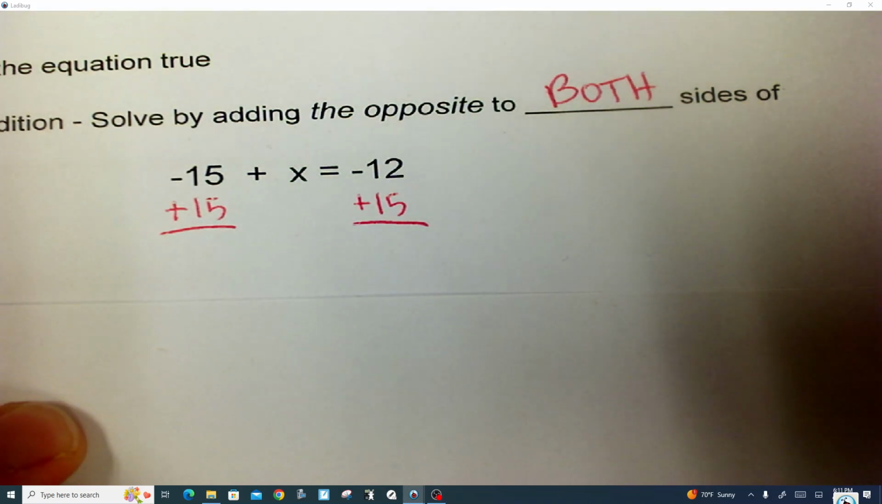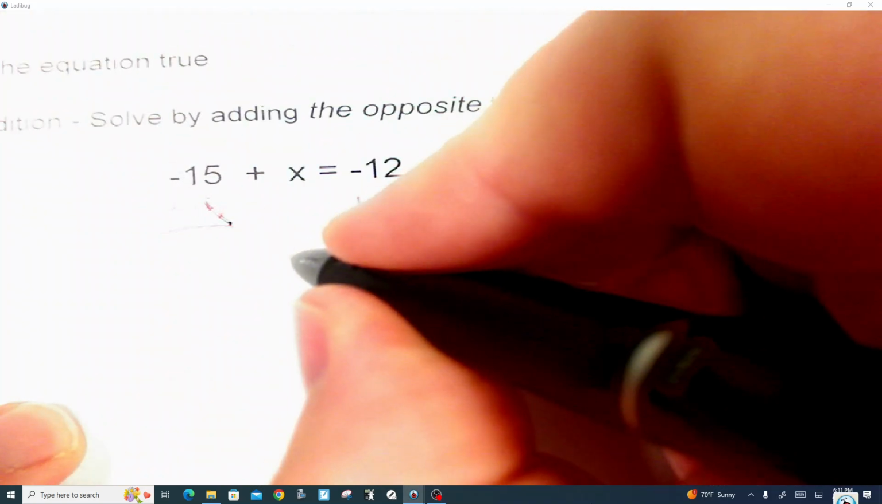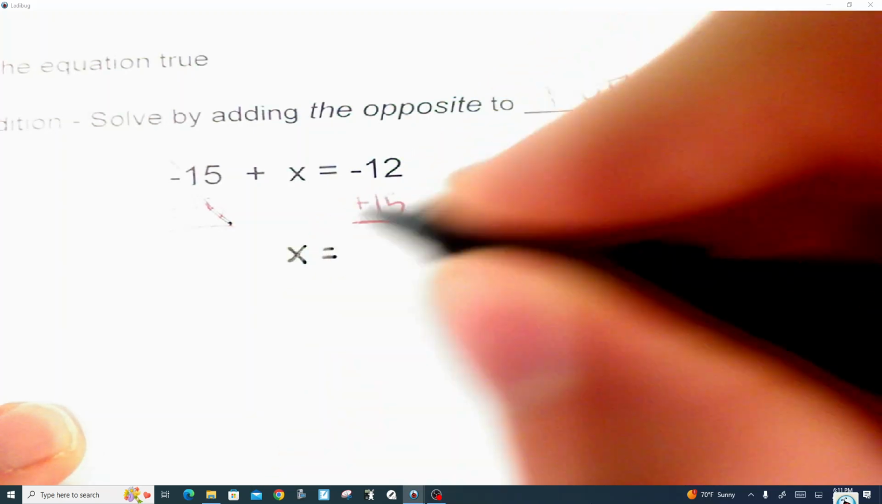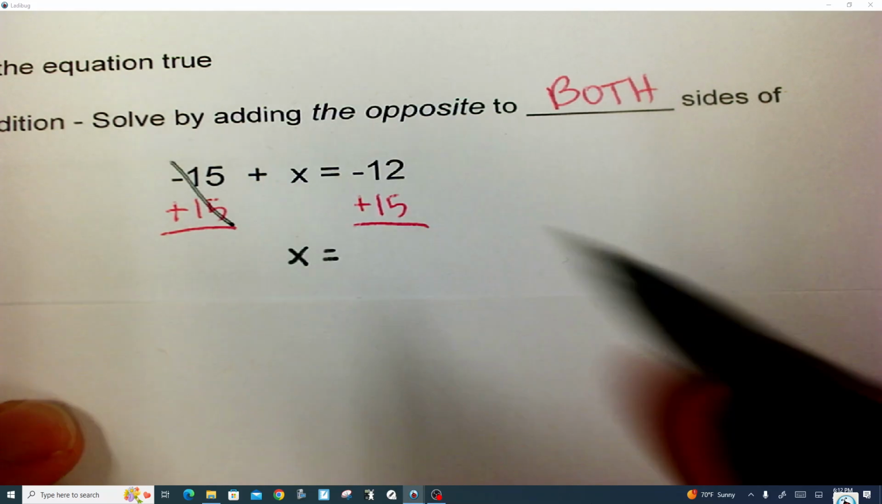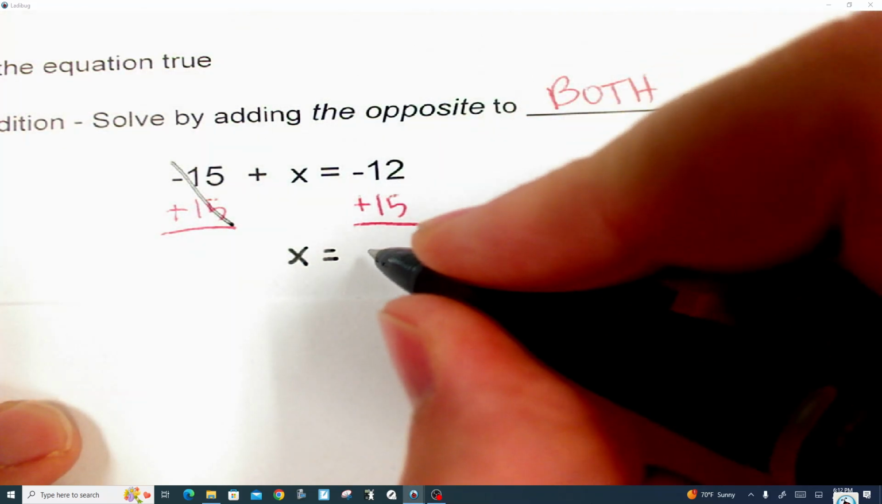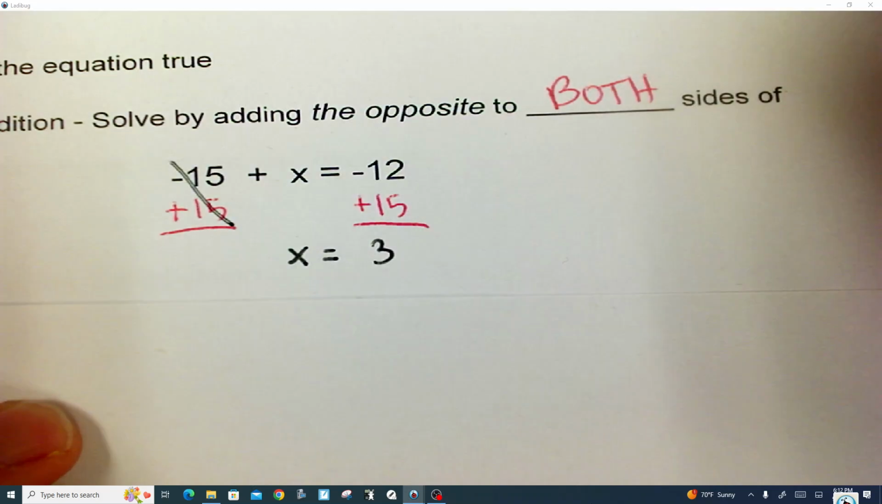Now, negative 15 plus 15 is 0. That brings the x straight down all by itself. There's nothing over here. There's a 0. What's 0 going to do to x? It's adding to it, so nothing. And negative 12 plus 15 is 3.